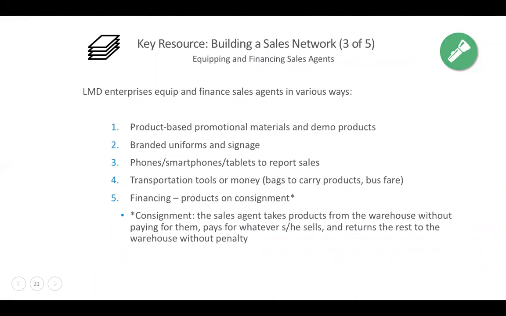Next, equipping and financing sales agents. LMD Enterprises equip and finance sales agents in various ways. For example, they provide agents with promotional materials and demo products, with smartphones to report sales, and with financing for agents to sell products on consignment.